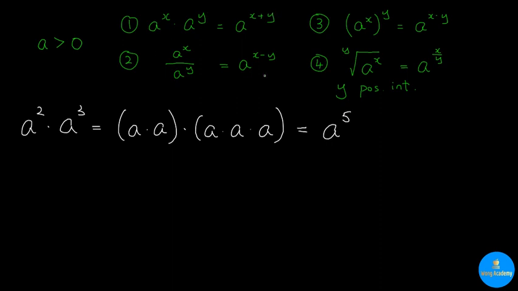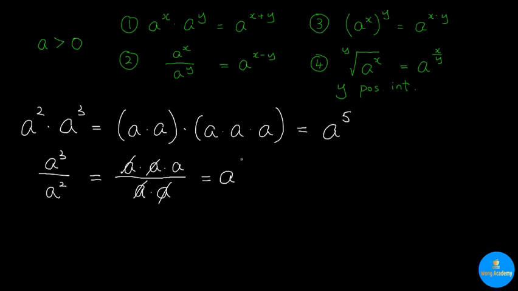How about the second exponent law? Let's try a to the power 3 divided by a to the power 2. The numerator can be rewritten as a times a times a, while the denominator can be rewritten as a times a. 2 a's from the numerator can cancel with 2 a's in the denominator, and we are left with one single a from the numerator, or we can understand that as a to the power 1. Where does the 1 come from? It's coming from 3 minus 2, because we are removing 2 a's from the numerator.